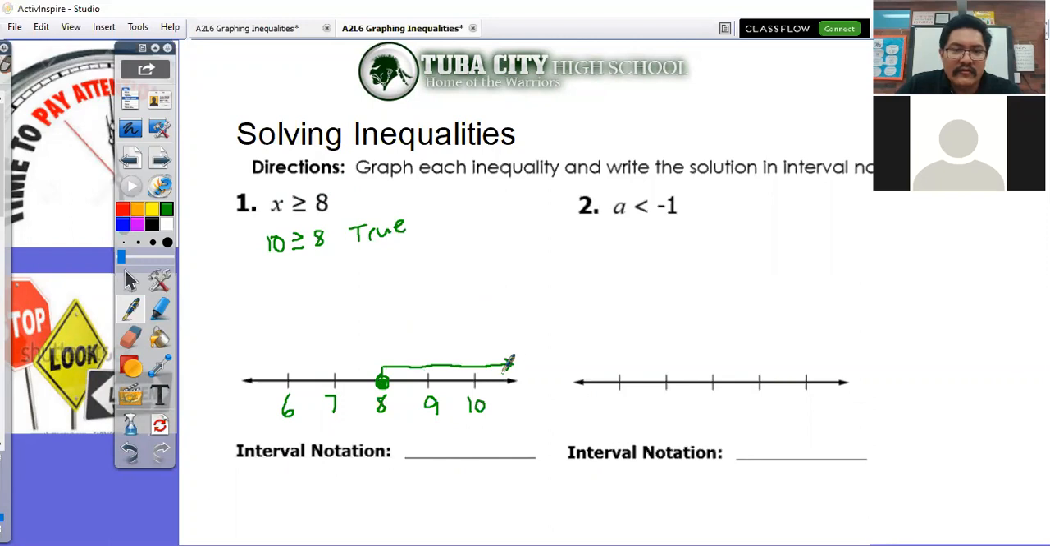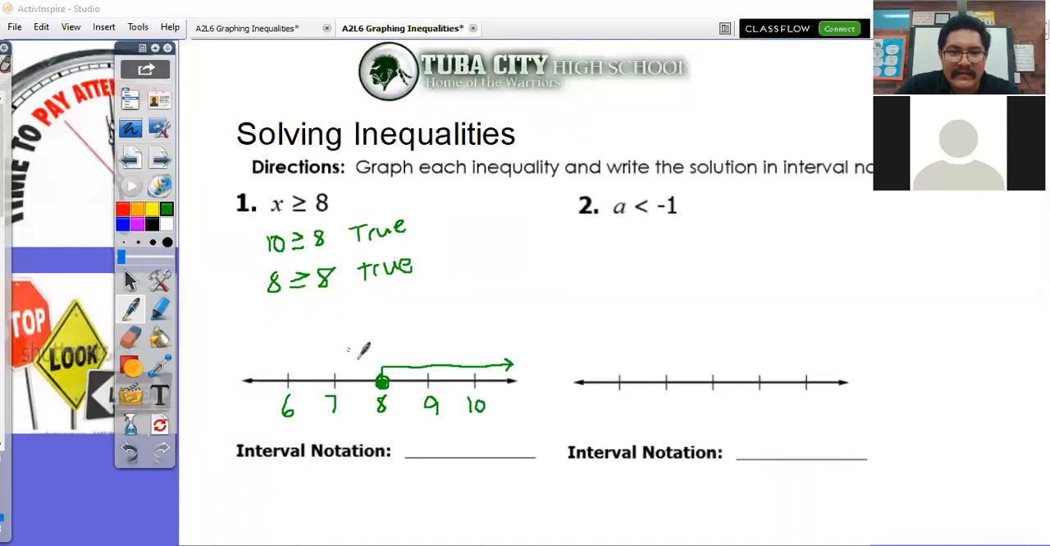So since it's true, I know I'm headed in the right direction. Any number that I put in for x that is higher than or even 8 itself is also going to work. So let's try 8 itself. What if I have 8 is greater than 8? Is this true? Well, okay, the "or equal to" does make a difference. So in this case, 8 is greater than or equal to 8, and that is true also. So I can pick 8.